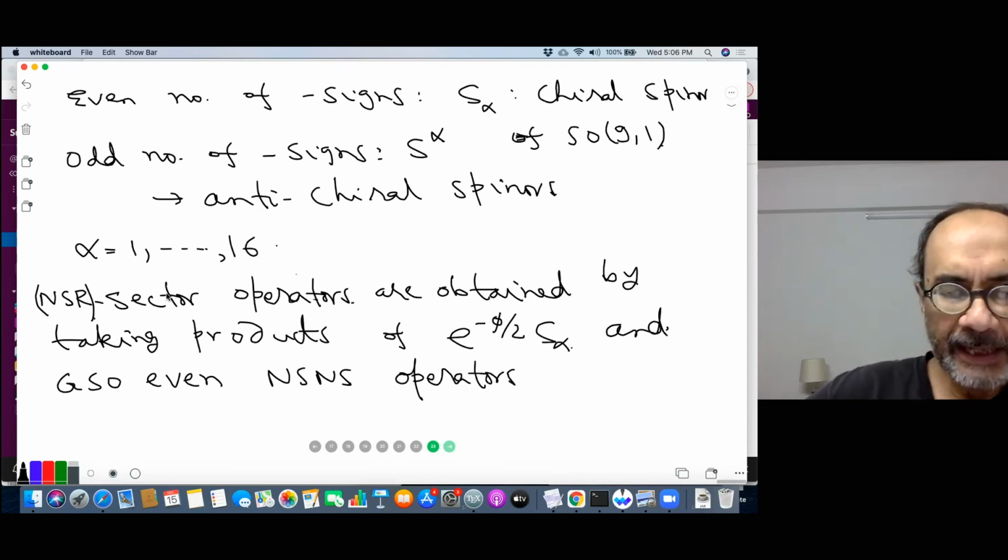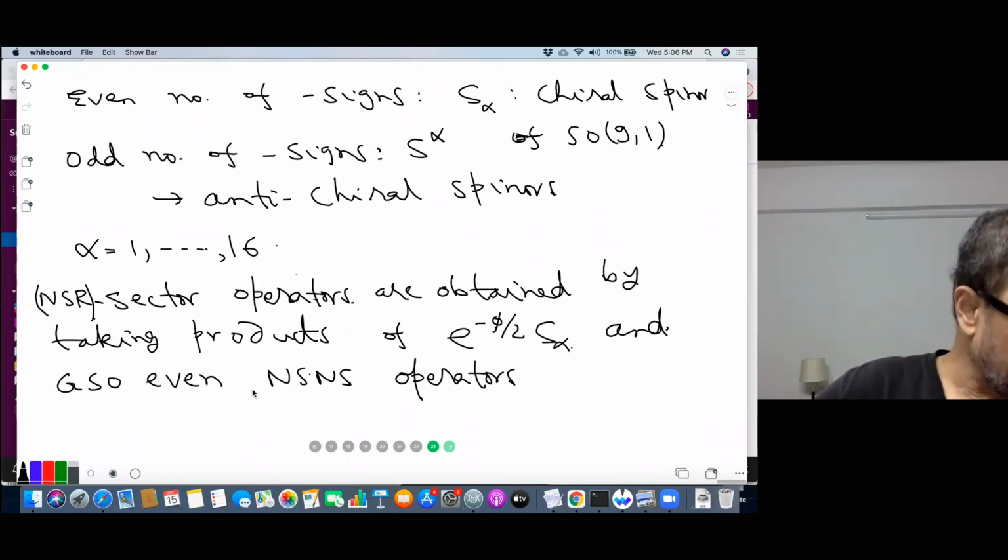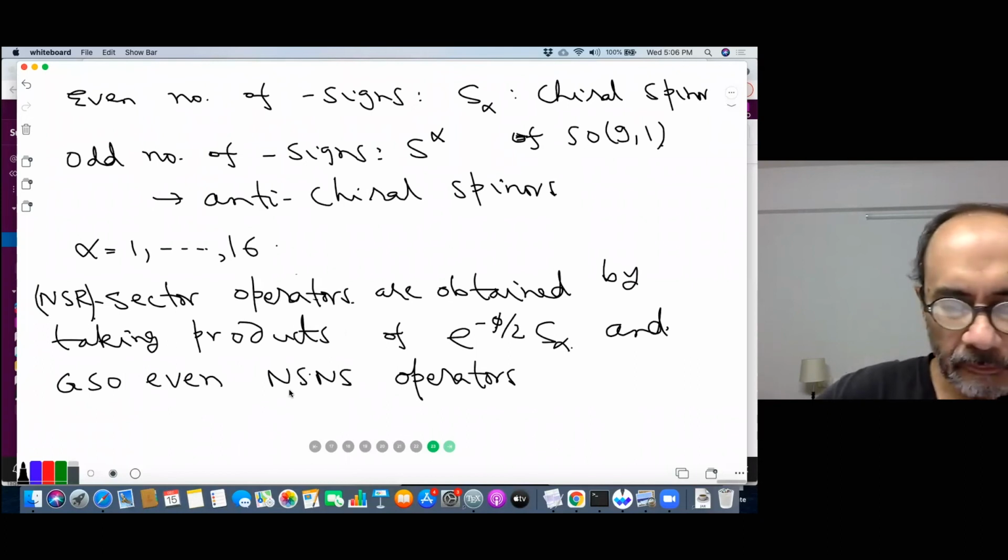And the idea is that the Ramond sector states are obtained by taking one of these, the spin field, and you have to accompany it by e to the minus phi by 2 and then multiply by arbitrary NSNS operators. And similarly, the RNS will be opposite. Maybe I'll come to RNS in a few minutes. Is this clear?